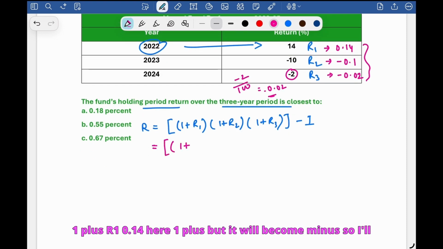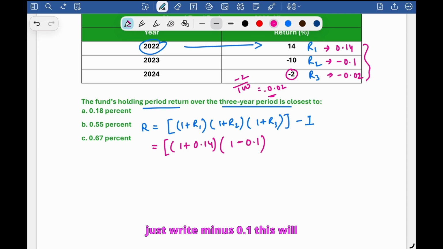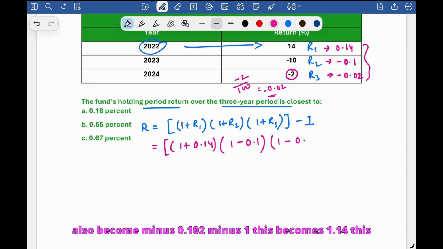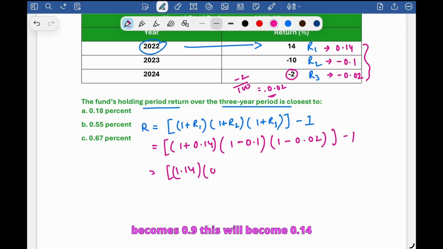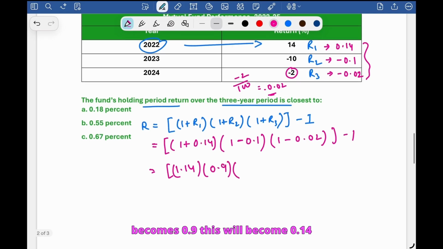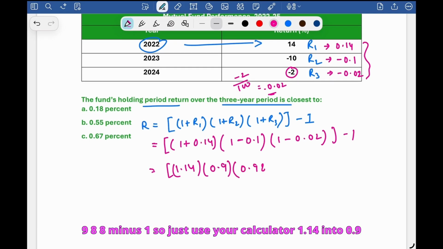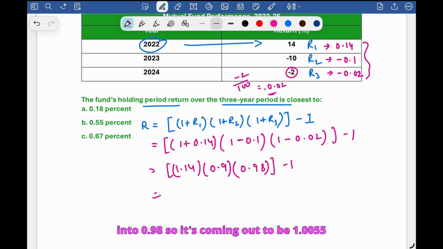1 plus R1, 0.14. Here 1 plus, but it will become minus, so I'll just write minus 0.1. This will also become minus 0.02. Minus 1. This becomes 1.14. This becomes 0.9. This will become 0.98. Hit minus 1. So just use your calculator: 1.14 into 0.9 into 0.98.